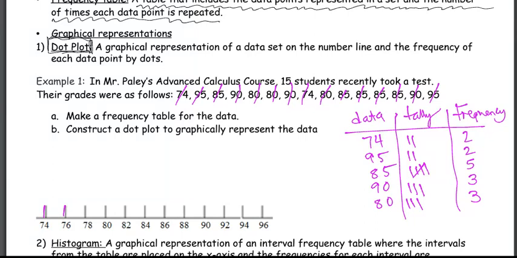I have 74 twice, so I'm going to do the frequency as dots. 95 twice, 95 is going to be in between 94 and 96, and I have to make two dots. 85 five times, 85 is in here, and I have 5 dots. 90, I have 3 dots. And 80, I have 3 dots. And this is what we call a dot plot because we're using dots to represent the frequency of the data point, and we have the data points on the number line labeled and scaled.